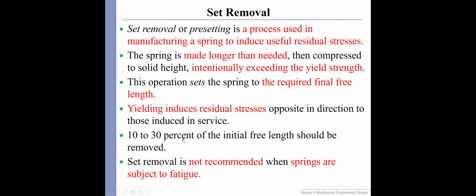So I'm going to stop here. We're going to go into the next section called set removal, or presetting, which is a process used in manufacturing a spring to induce useful residual stress. So this is a different section, where we introduce residual stress inside the helical spring. I'm going to stop here, and you can pre-study this section.